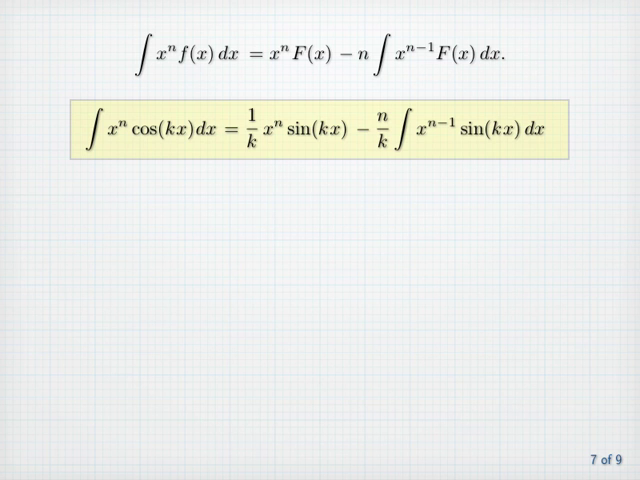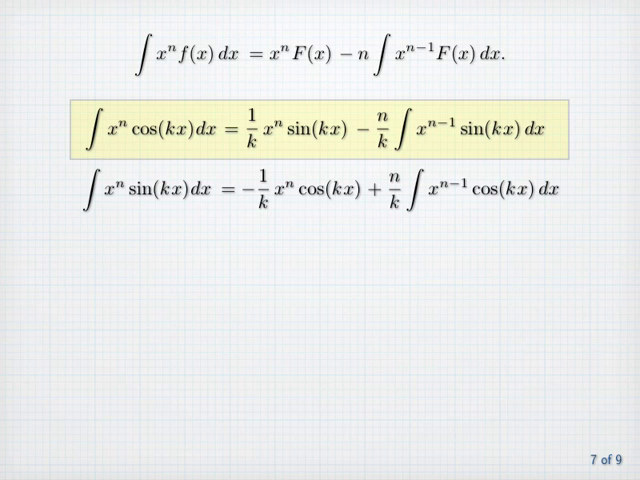Similarly, if we start with little f of x equals sine kx, we can use capital F of x equal to minus 1 over k times cosine kx. So we have minus 1 over k x to the n cosine kx plus n over k times the integral of x to the n minus 1 cosine kx dx. So notice that if we start with x to the n cosine kx, an application of the first formula gives us an integral involving sine kx, to which we can apply the other formula, again getting an integral involving cosine kx, to which we can apply the first formula again, and so on.